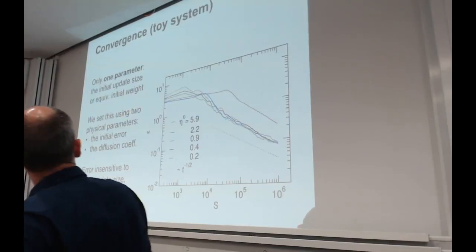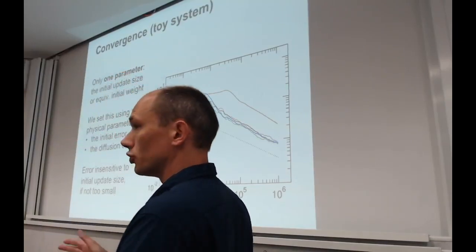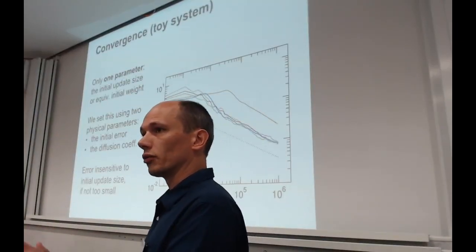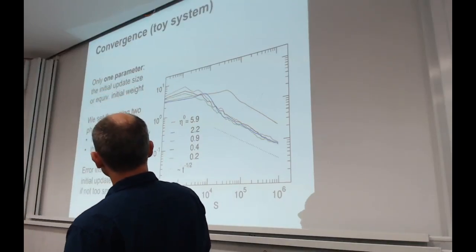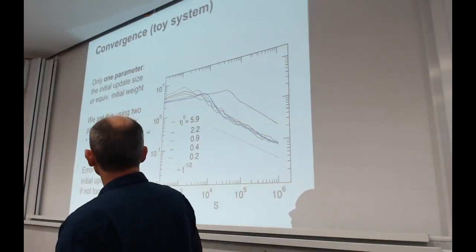Okay, so just to show you that this works, this is a toy system. There's basically only one critical parameter, so we can choose the umbrellas as tight as we want. That doesn't matter for the computational cost. There's one parameter, which is the initial update size. So how much should I initially change my weights or my bias?